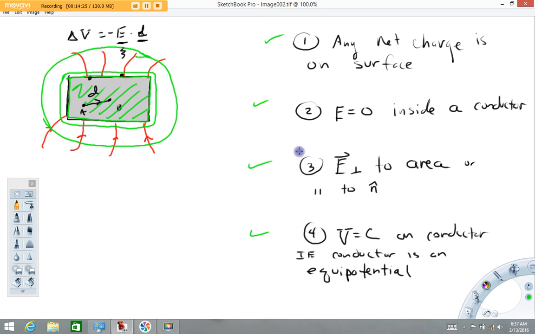Now, another little qualifier I'd like to put onto this is that this stuff is all true for what I'm going to call static situations. That's important. We're going to talk later on, especially in the context of circuits, where you can get electric fields in conductors when the problem's not static, and I'll explain what that means when we get to it. But for now, we're talking about static situations. So once charge has shifted around and is done moving, then these 4 things are true.